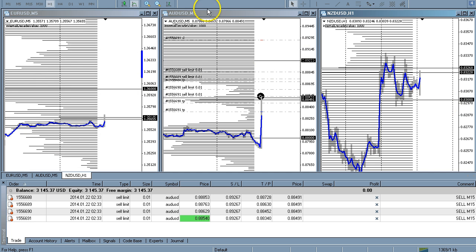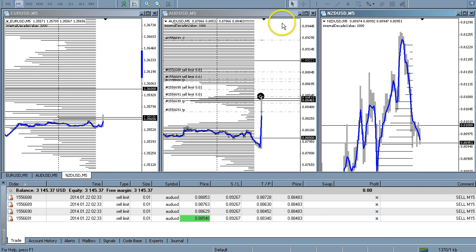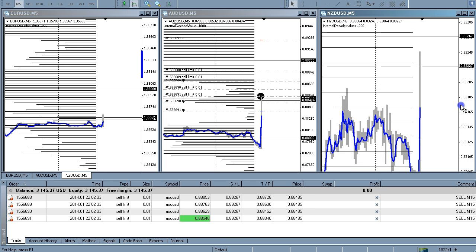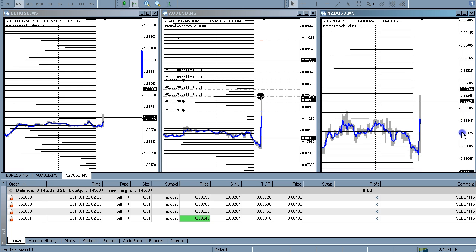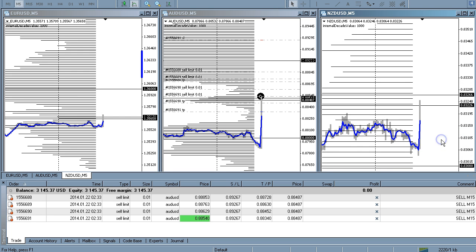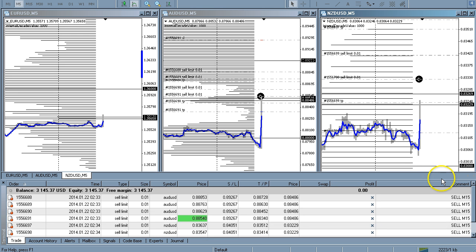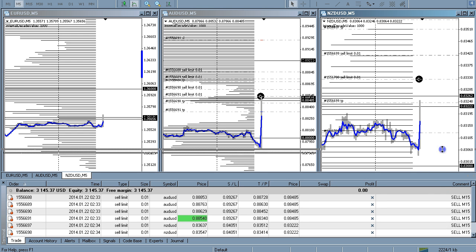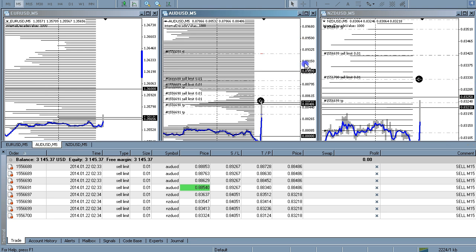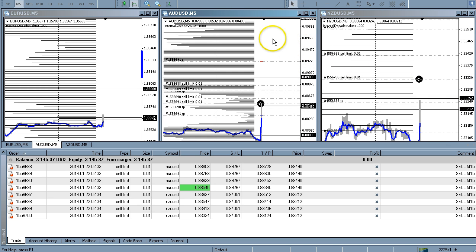Here's New Zealand dollar. So when this news came out, it's a real big deal because these markets have really been looking for something to feast on. Now here I'm going to do the same thing. I'm going to throw in a 15-minute order. Sell up here. This would be a sell high buy low trade.